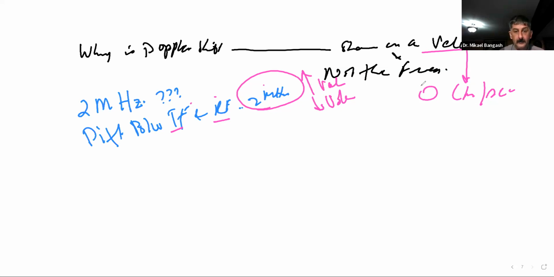And as we said, it all depended upon which was greater and which was smaller. Greater and lesser will be a negative Doppler shift, while lesser and greater will be a positive Doppler shift, which means towards the transducer or away from the transducer.